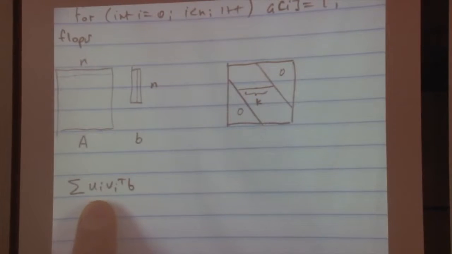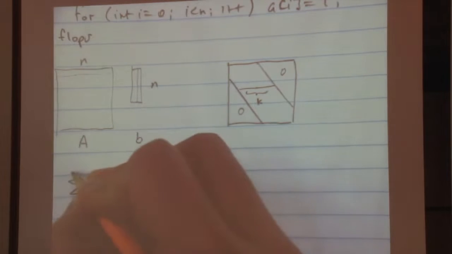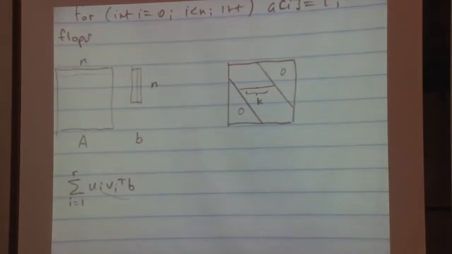How expensive is it to do the element-wise product of u_i times this scalar? That's just something like m flops, right? Because this is length m. And we have to do r of these, so it ends up being a total of 2r times m plus n flops. So if A is rank r, then matrix multiplication is a lot cheaper if r is small.